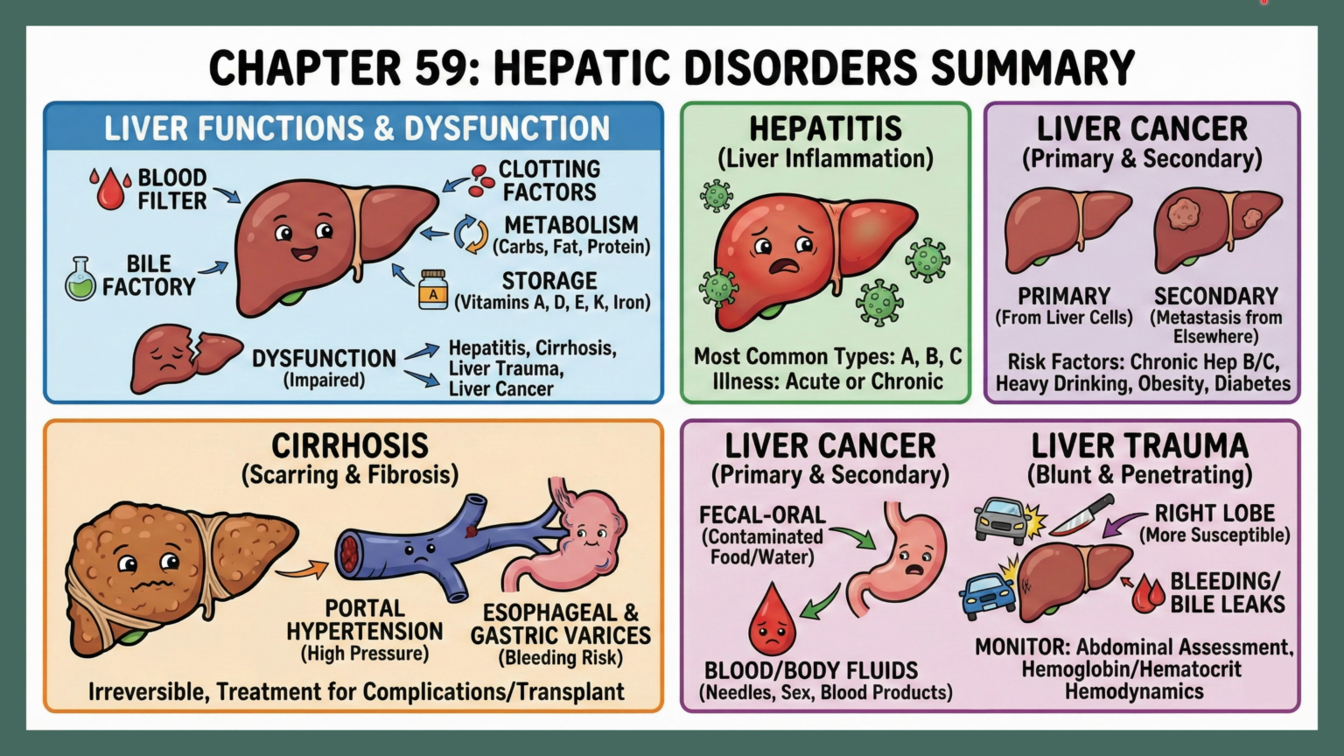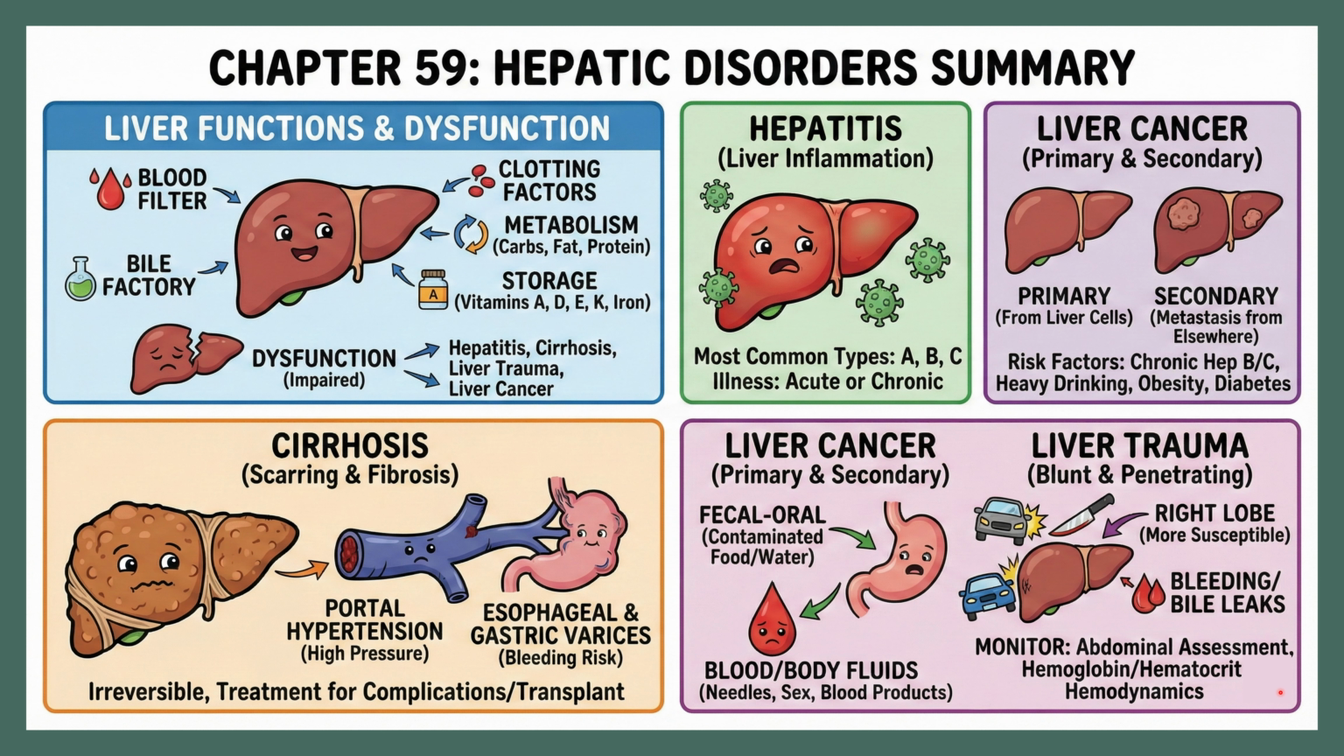Let's recap. Chapter 59, hepatic disorder summary. I hope you like these pictures that show our liver disorders like hepatitis, liver cancer, primary, secondary, liver trauma, and cirrhosis. I think Gemini made a beautiful picture. I like this picture a lot.